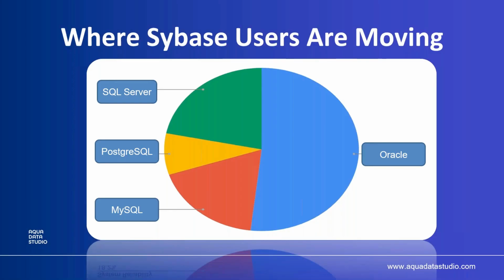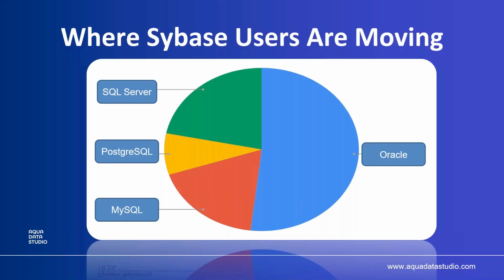So where are the Sybase customers actually moving? And interestingly, most are not following the official vendor recommendation to move to SAP HANA. Instead, the migrations tend to cluster around platforms that feel familiar, stable, and well supported. SQL Server is one of the most common destinations because the migration path is relatively straightforward, and the talent pool there is strong.